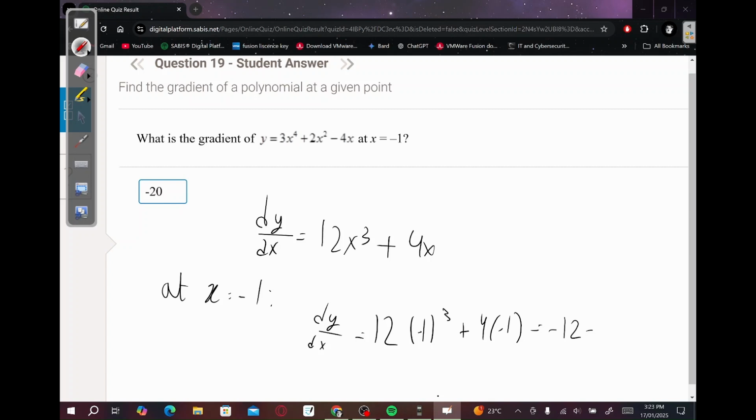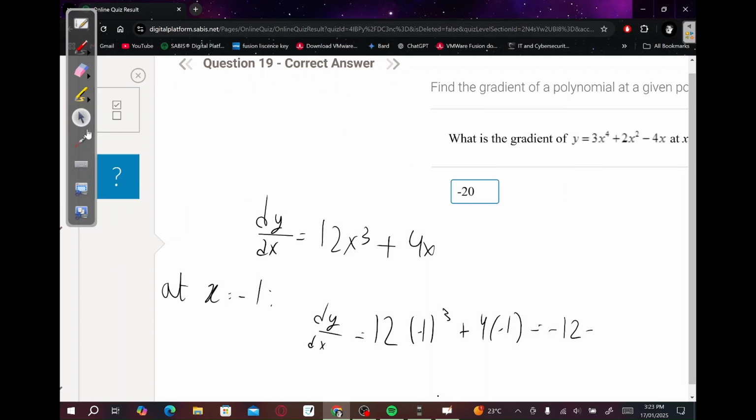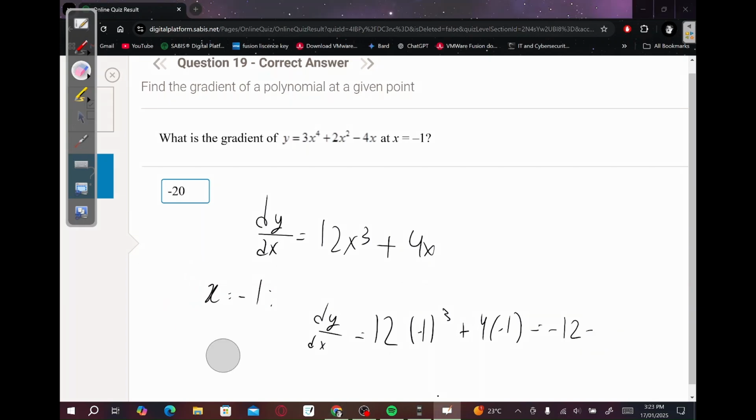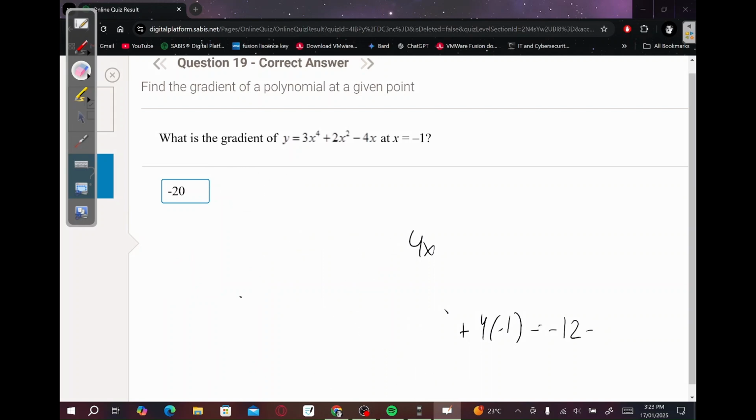How did they get negative 20? I got negative 20. That's x equals negative 1. So you do this on a calculator. Negative 1 cubed plus 4 times negative 1. Negative 16. I derived wrong. Minus 4x. I am blind. I did not see the minus 4x existed. Okay, I am really sorry. I am sick today. Not really the best day for me to make a math video.